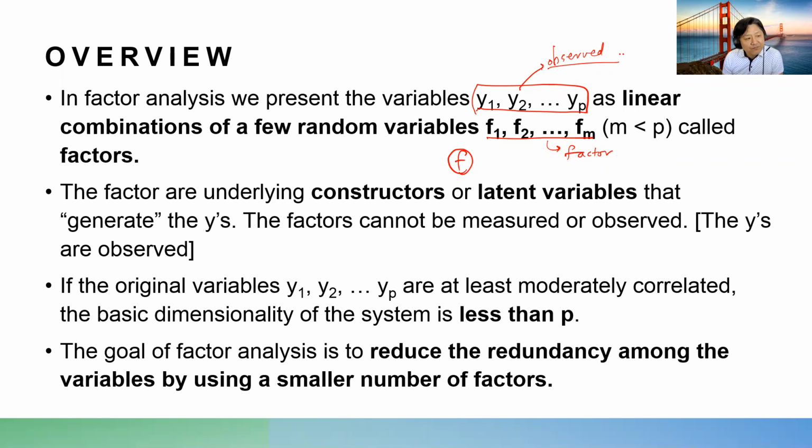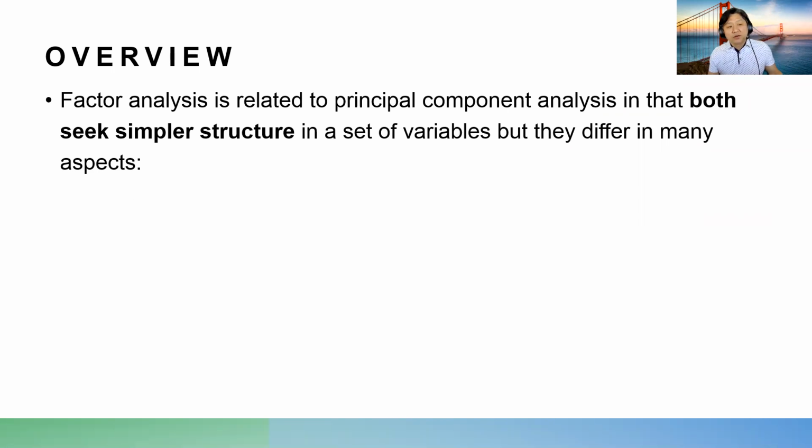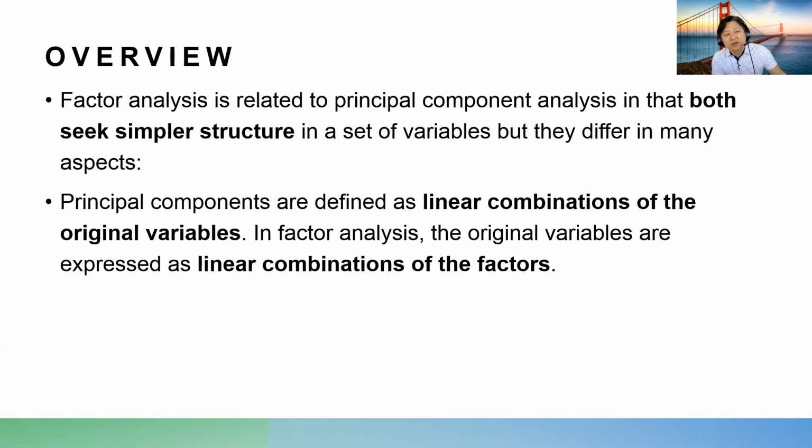The goal of factor analysis is to reduce redundancy among the variables by using a small number of factors. Factor analysis is related to principal component analysis in that both seek a simpler structure in a set of variables. So they are very similar, but they differ in many aspects. First, principal components are defined as a linear combination of the original, observed variables. Do you remember? PC is the principal component, and it has coefficients. Let's say, I'm sorry, your z equals coefficient times PC1, right?